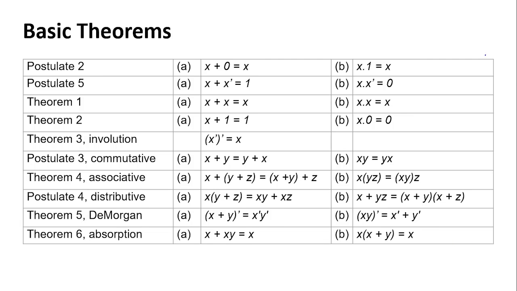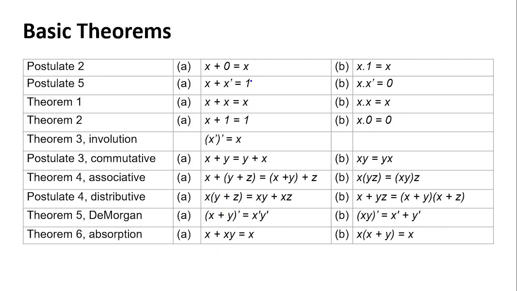Now let's look at the other postulate. The other postulate is x plus x bar is equal to 1. Now how do I get the dual out of it? To get the dual out of it, you replace the plus with the dot and 1 with 0. So what you get is x dot x bar is equal to 0. The next theorem, which we are going to prove later, is x plus x is equal to x.